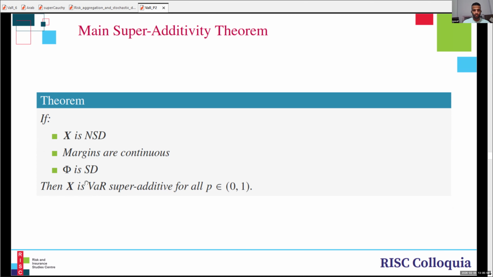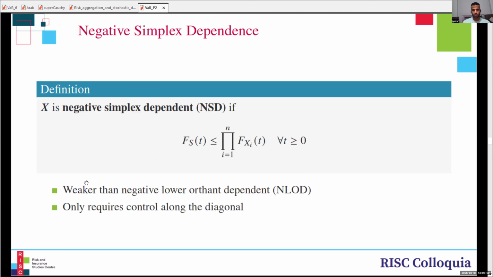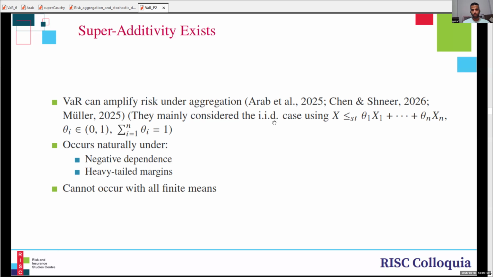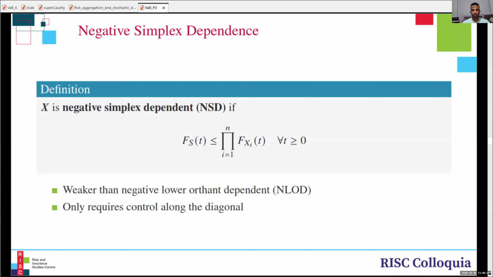You can see that it extends the existing results, where instead of having identical independent IID variables, we have negative simplex dependent variables, and they need not be identically distributed. They can be whatever, they can be a mix of different distributions. The margins do not need to be the same.